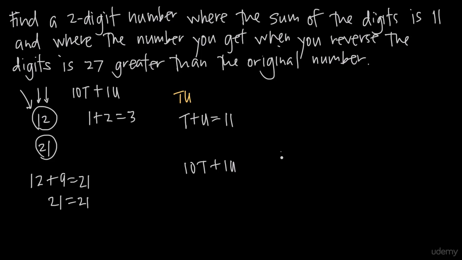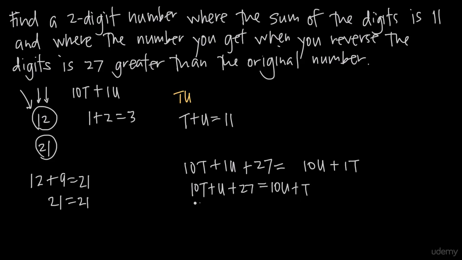10T plus 1 times U is always going to be our original number, but this is saying that when we reverse the digits and we say 10U plus 1T, this is going to be 27 greater than our original number. So in order to balance this equation, we have to say plus 27 over here, because this is 27 greater than this one, so we're going to have to add 27 to the original number in order to make these balanced. Now when we simplify this equation, we're going to get 10T plus U plus 27 is equal to 10U plus T.